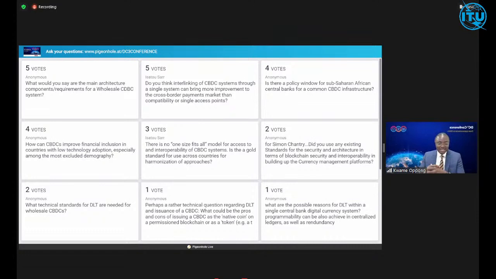But I wanted to make this one point. There's a question on the page I wanted to make a quick comment on, which has to do with whether sub-Saharan central banks should be exploring a common CBDC infrastructure. I think it's coming off the discussion we're having about the potential of DLT vis-a-vis the potential lack of capacity to support it. I think we still have to be clear that it has to be situated within your local ecosystem and your local market. You may not be able to utilize DLT at the beginning, but you have to be able to independently, as a country, explore that.